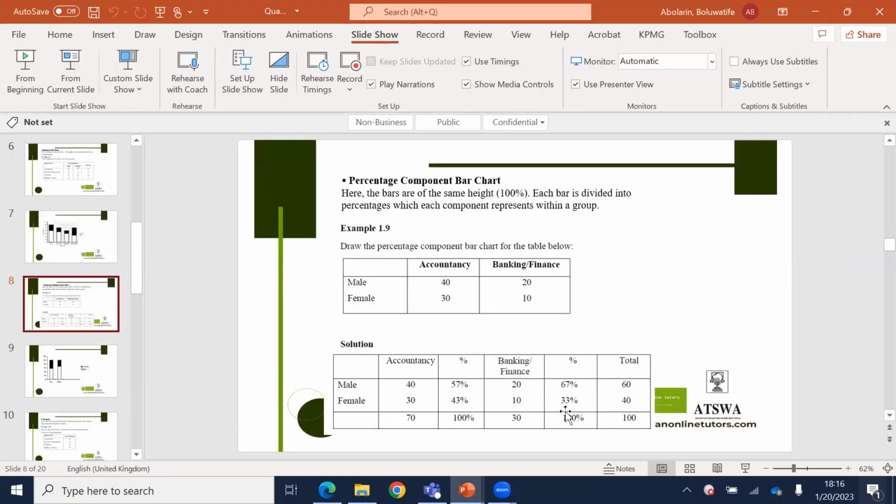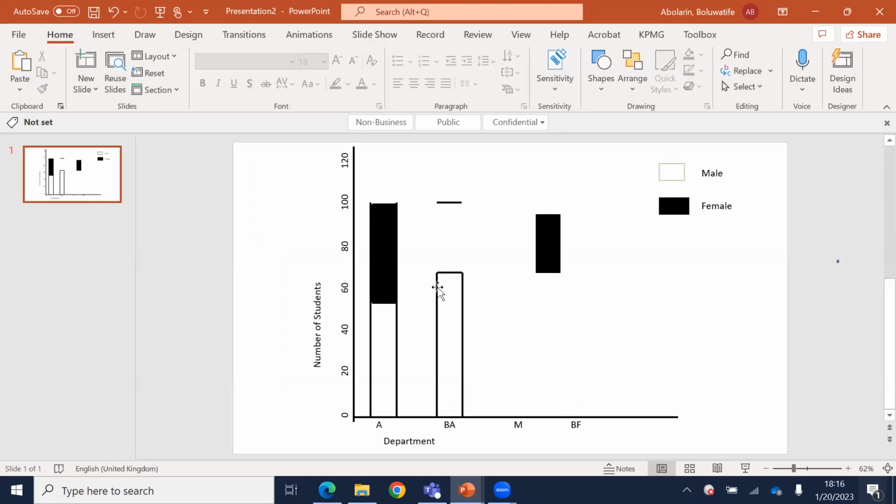So now the second one says what? 33%. And you actually know that everything is going to sum up to 100. You are going to raise it to what? 100%. You are going to shade it back.